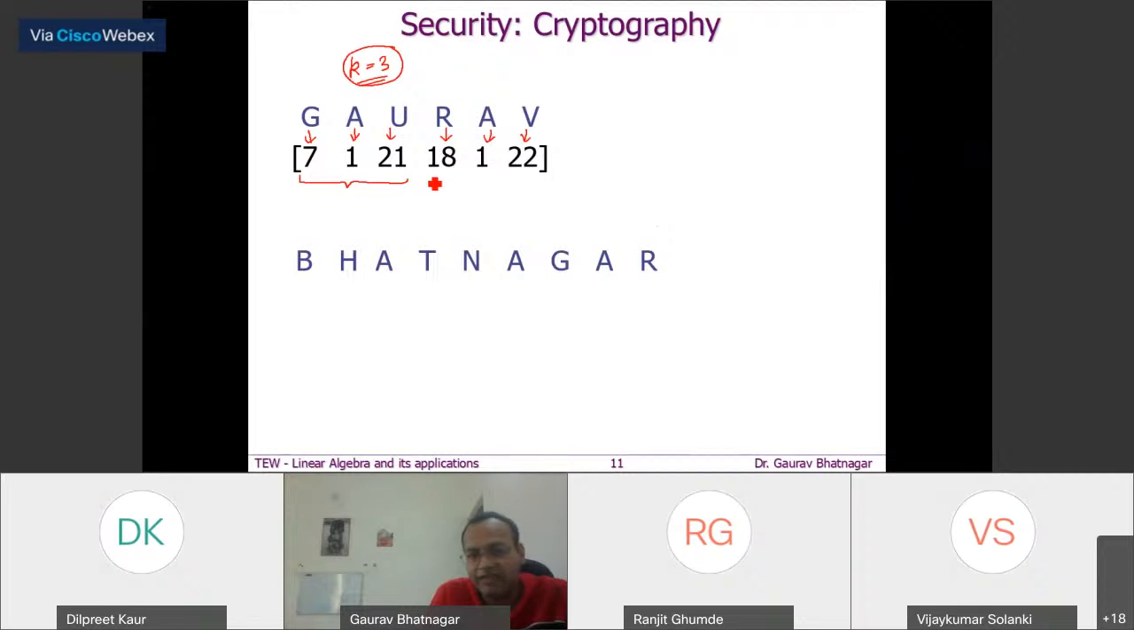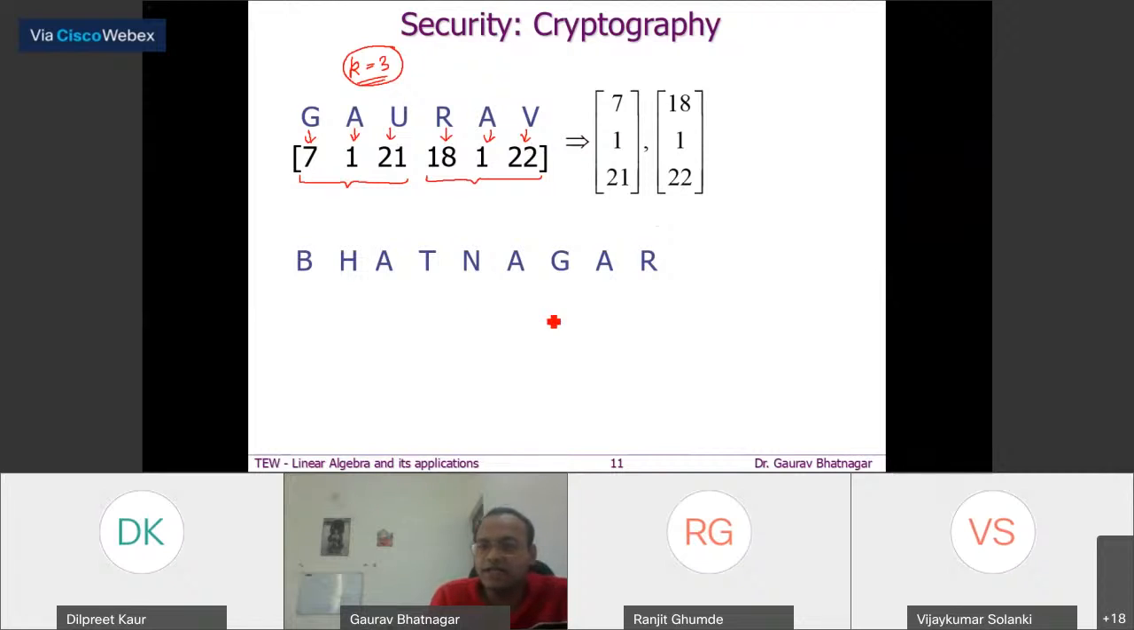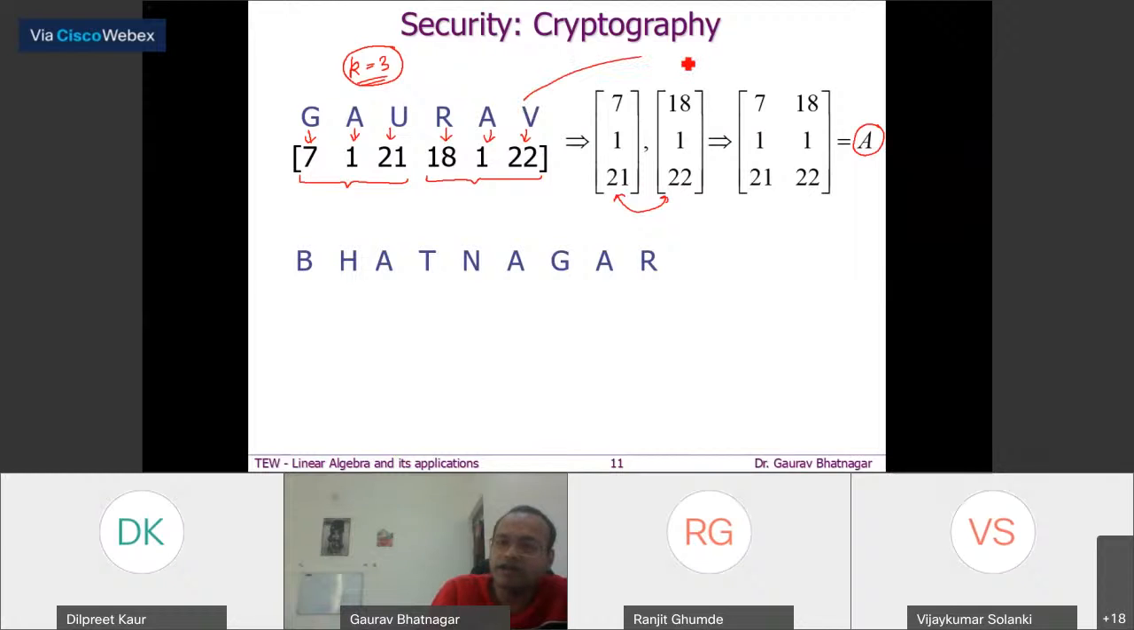So what I will do is make the vectors of length 3 out of this particular numerical value. This is going to be this. Now using these two vectors, I am going to construct a matrix, and this is going to be the matrix. Let's say this matrix is A. And hence, this Gaurav word is now converted into a matrix. Now you are good to go with any kind of operations you know for matrices.